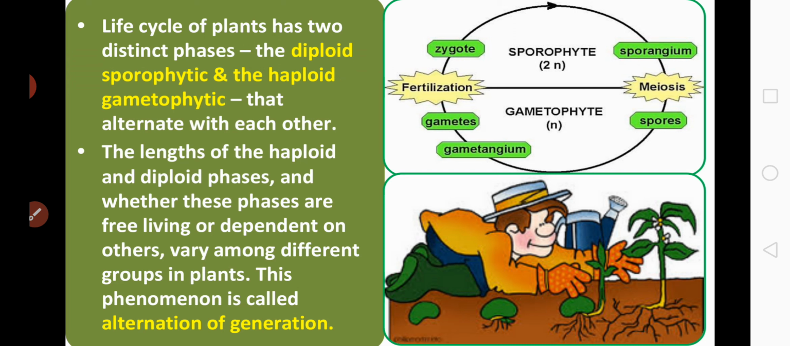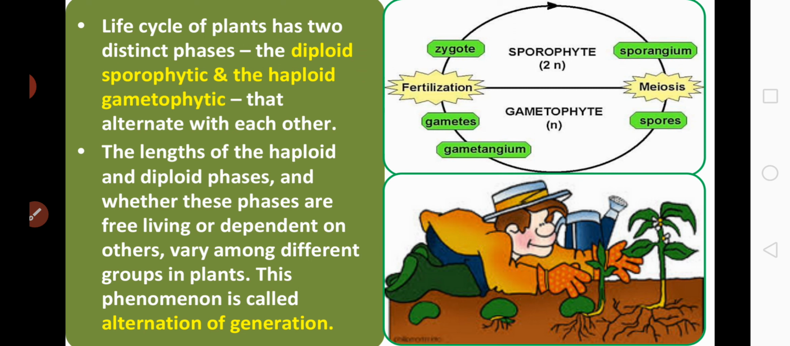Now coming to the life cycle of plants. The plants have two phases in their life cycle. They are the diploid sporophytic phase and the haploid gametophytic phase. And these two phases alternate with each other, and this phenomenon is called alternation of generation.